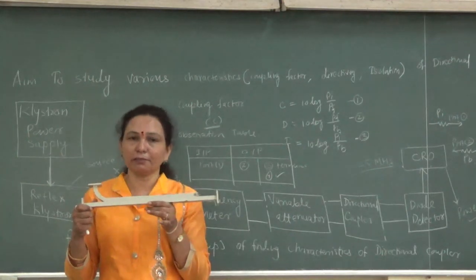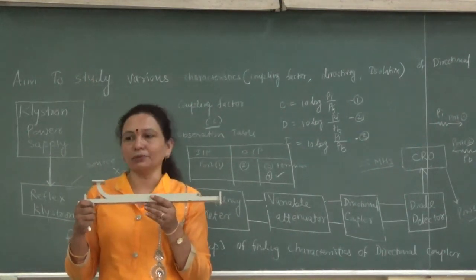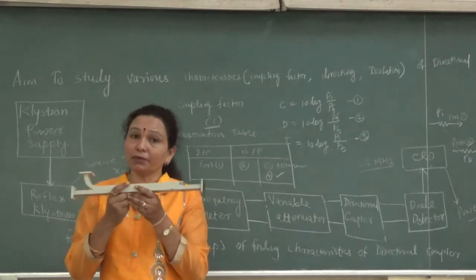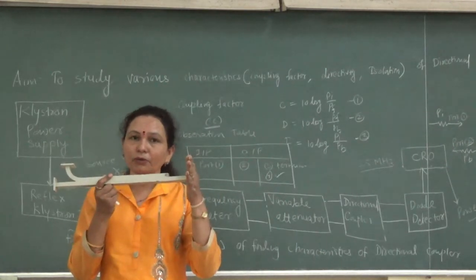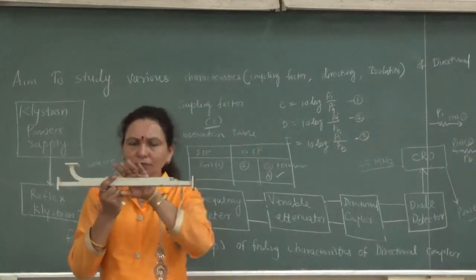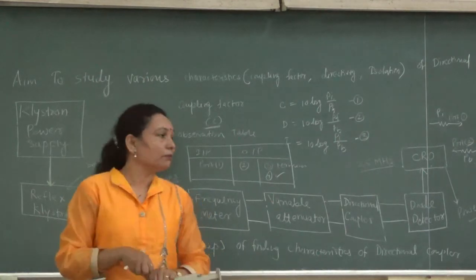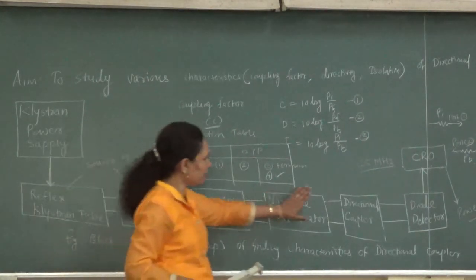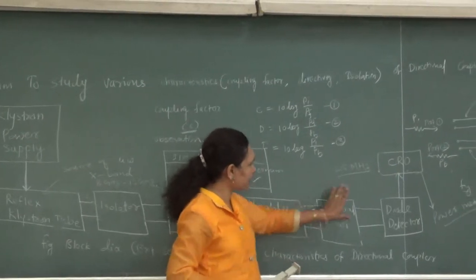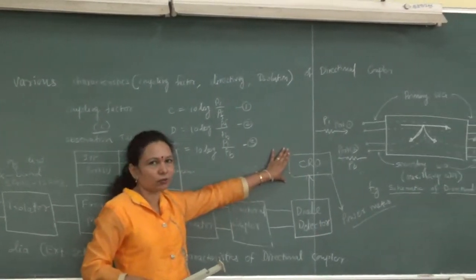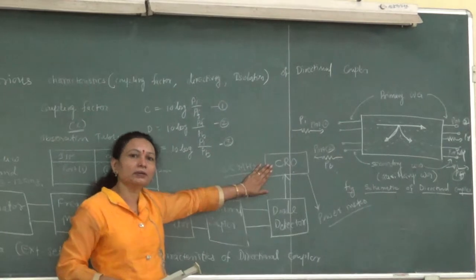So it totally depends on that concept. Let us move towards the practical. First of all, we have to give the input, that means how you are going to measure the input. Without connecting the directional coupler, we are directly connecting the signal to the diode detector and measuring the output on the CRO. That is nothing but your input power.